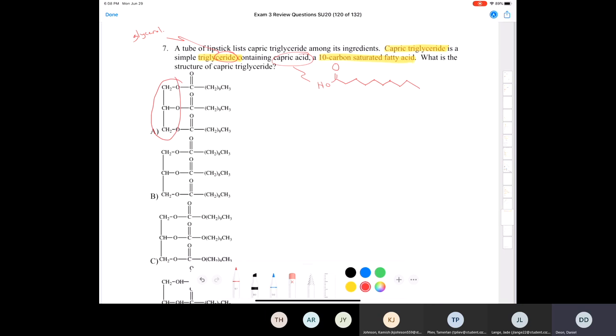Okay, that's a glycerol backbone plus a 10 carbon saturated fatty acid. Could anybody tell me which one of these looks like the best answer? A, B, C, D, or E?